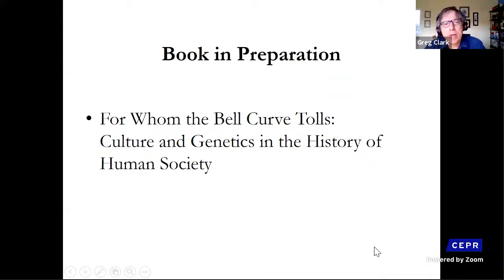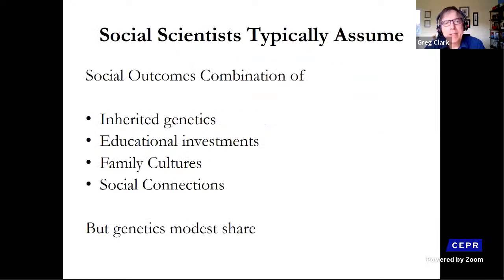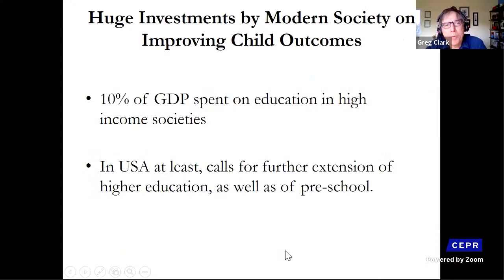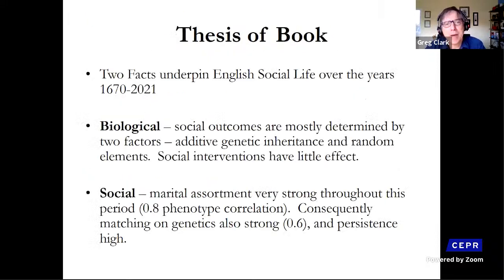There we go. For Whom the Bell Curve Tolls: Culture and Genetics in the History of Human Society. And the background here is that social scientists typically assume that social outcomes are a combination of genetics, educational investments, family, social connections, but with genetics playing only a modest role. And in line with that, we spend an enormous share now of the income of modern societies in terms of education and childcare. And in the US, at least, there are calls for even further investments in this line.